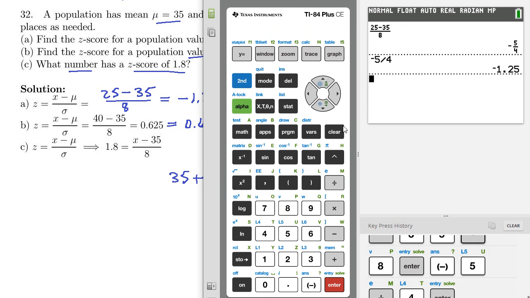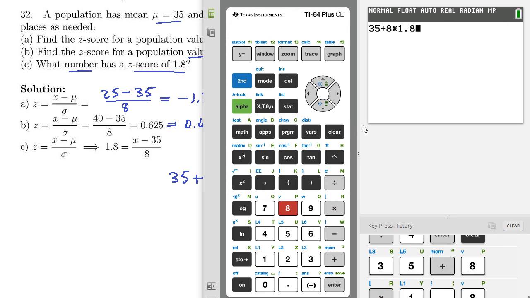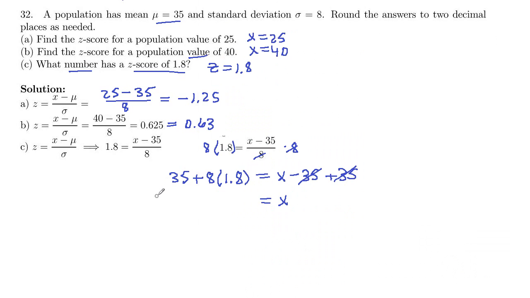Let's go ahead and compute that. So 35 plus 8 times 1.8, 49.4. So the data value that has a z-score of 1.8 is 49.4.